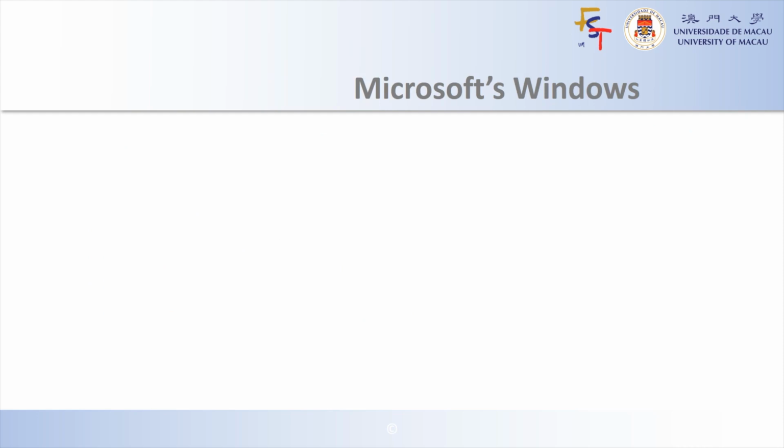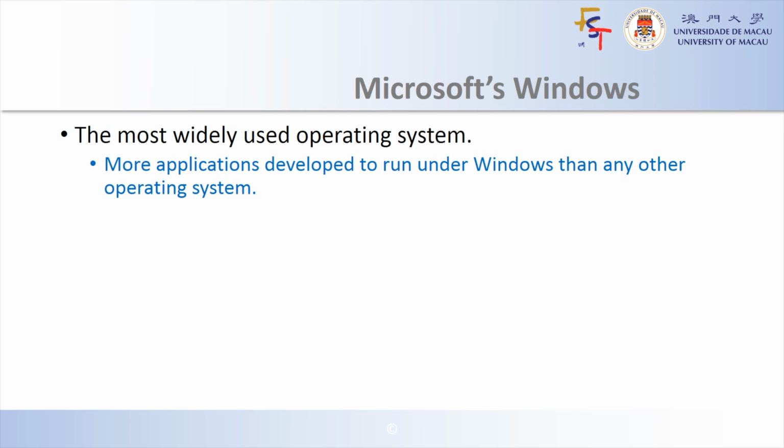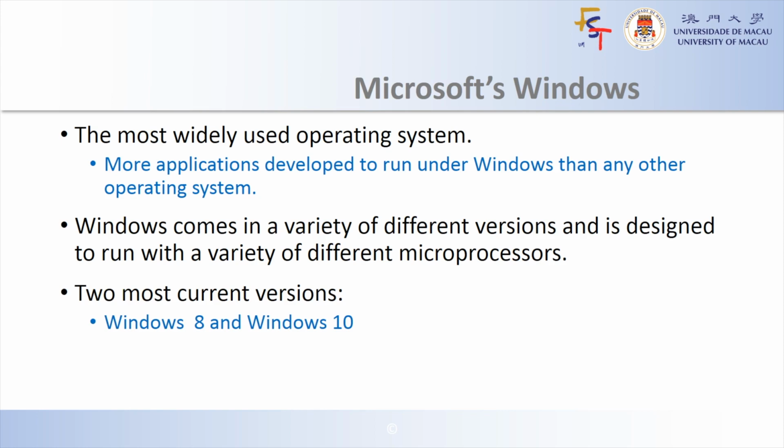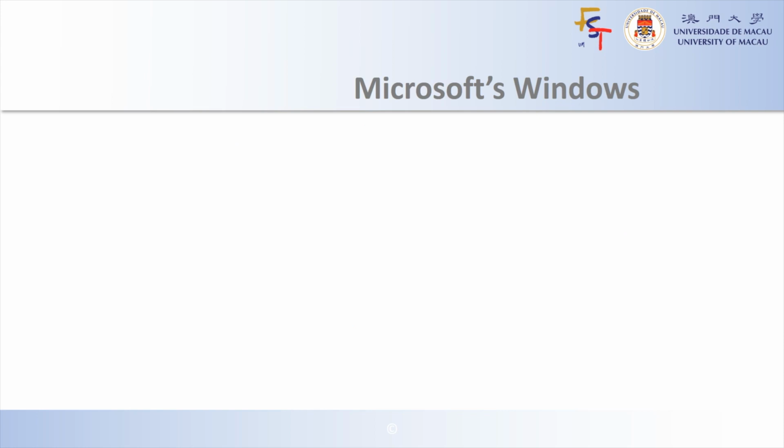Microsoft Windows is the most widely used operating system. More application programs are developed to run under Windows than any other operating system. Windows comes in a variety of different versions and is designed to run with a variety of different microprocessors. The two most current versions are Windows 8 and Windows 10. Let's take a look at that.